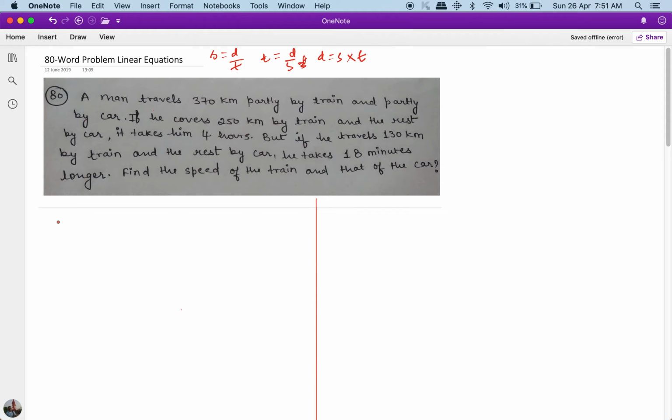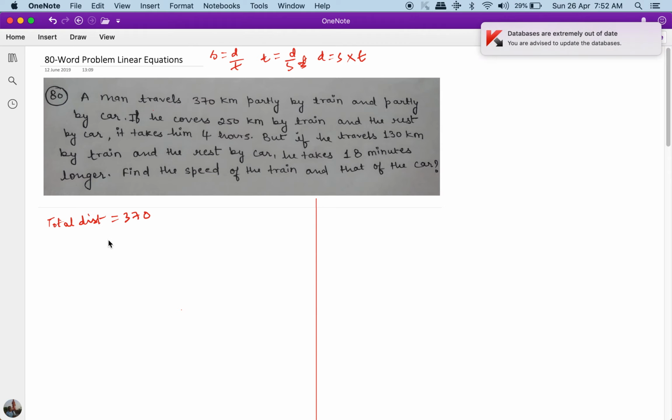So the question says a man travels 370 kilometers. So total distance is equal to 370 kilometers, partly by train and partly by car. If he covers 250 kilometers by train and the rest by car, it takes him 4 hours. This is condition 1. But if he travels 130 kilometers by train and the rest by car, he takes 18 minutes longer. So the sum of both of his journeys is done by two different speeds, and the total time is 4 hours in condition 1 and the total time is 4 hours 18 minutes in condition 2.